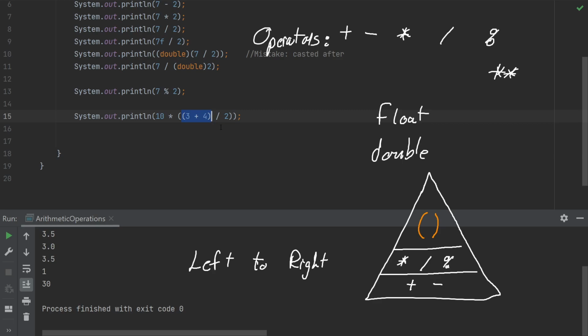Okay? So this is arithmetic operation, and the nested parentheses, you're going to be your lifesavers.